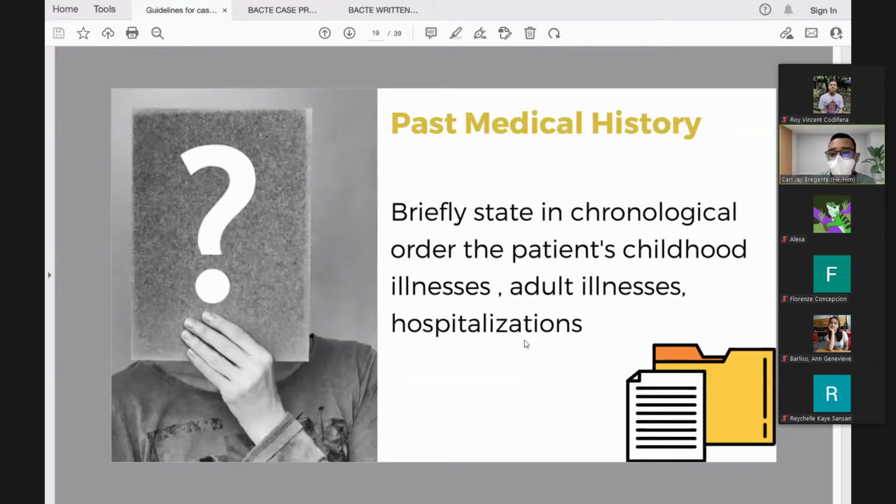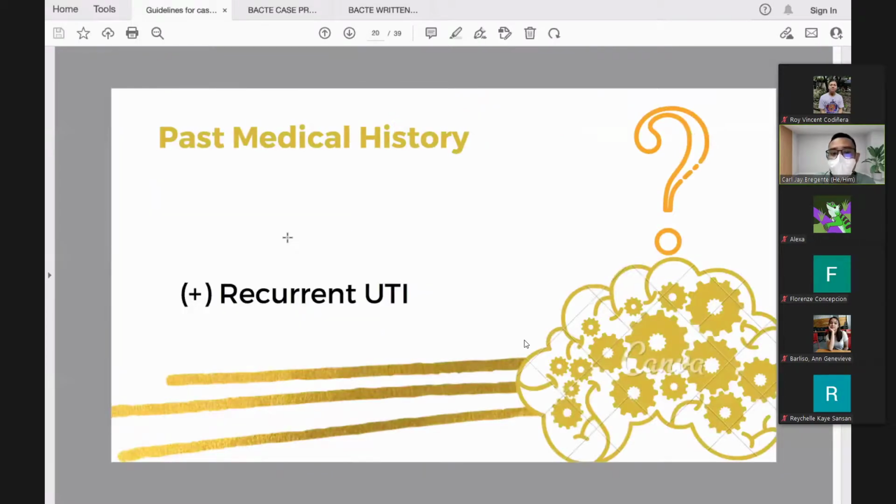For past medical history, you briefly state in chronological order the patient's childhood illnesses, adult illnesses, and hospitalizations. In the case, she has a recurrent UTI, right? So the UTI keeps coming back. If ever it is stated in the case that she was admitted before due to surgery, you write it also, because that's part of the medical history.